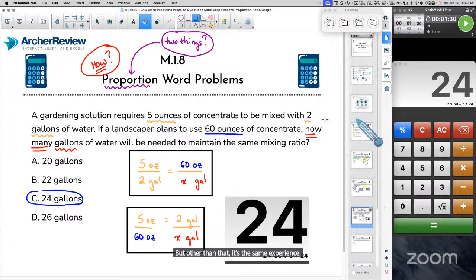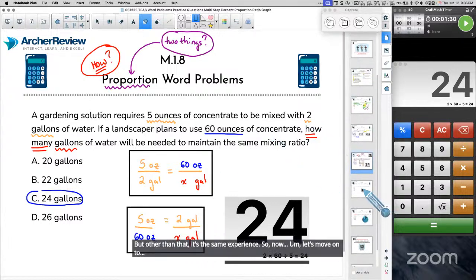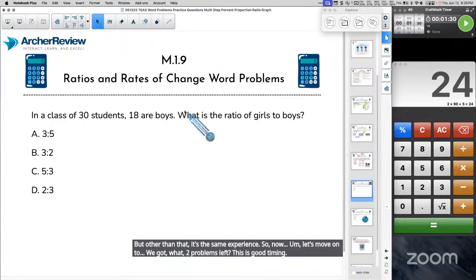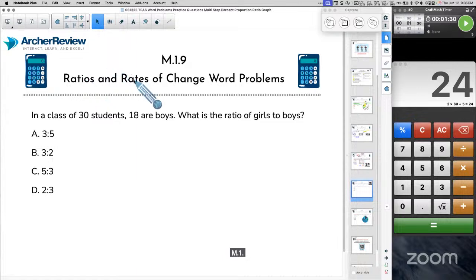So now, let's move on. We've got two problems left. This is good timing. M.1.9, ratios and rates of change word problems. Let's do a minute and a half on this. Go ahead and give it a shot.